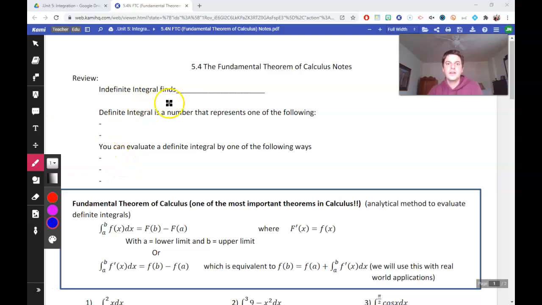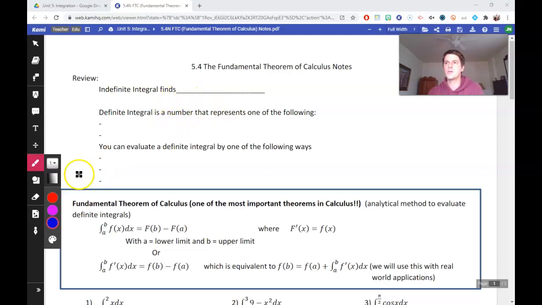Hey everyone, Mr. Newman here, and today we're going to do the fundamental theorem of calculus. This is actually one of the most important theorems in calculus, and it really connects the derivative of what we've been doing to the antiderivatives, or to the integral that we've been working on, right?